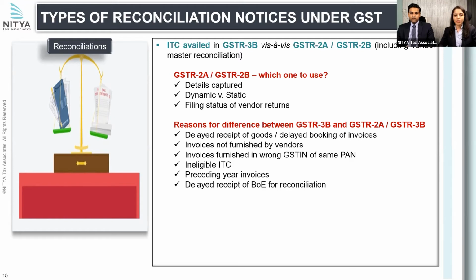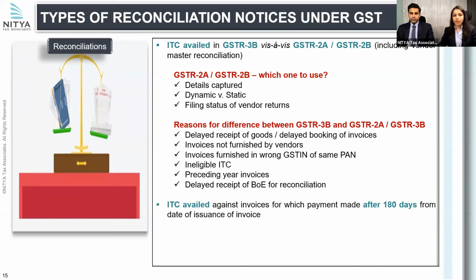The last difference can be because of the delayed receipt of bill of entry for reconciliation. Presently, the details of bill of entry in case of import of goods are reflected in GSTR 2A and 2B. However, there are many scenarios where a complete picture of the bill of entries filed might not be reflected in 2A and 2B. Considering that, we might miss out the ITC availed on import of goods. So it's a good practice that we keep on making a reconciliation for all these bill of entries with our GSTR 3B so that no ITC is missed on import of goods.